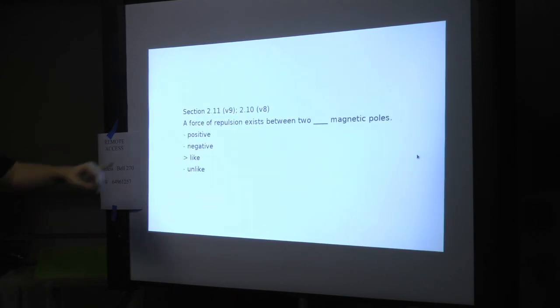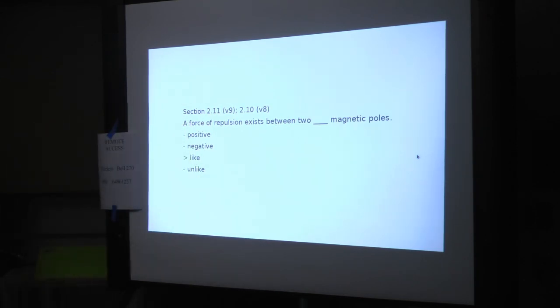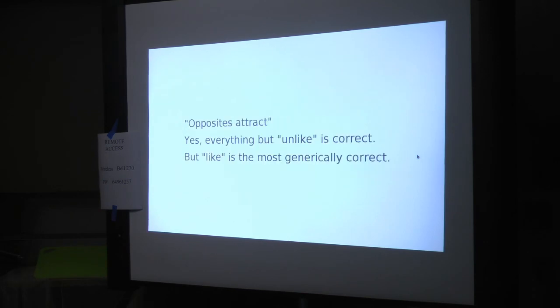So if we go back, a force of repulsion exists between two positive magnetic poles. Yes, because they're like magnets. Between two negative poles, yes, because they're like.